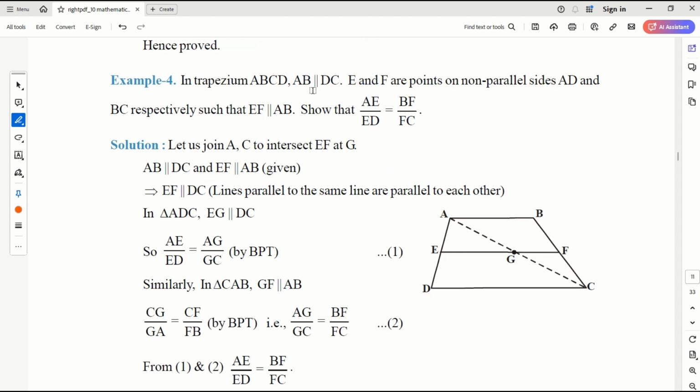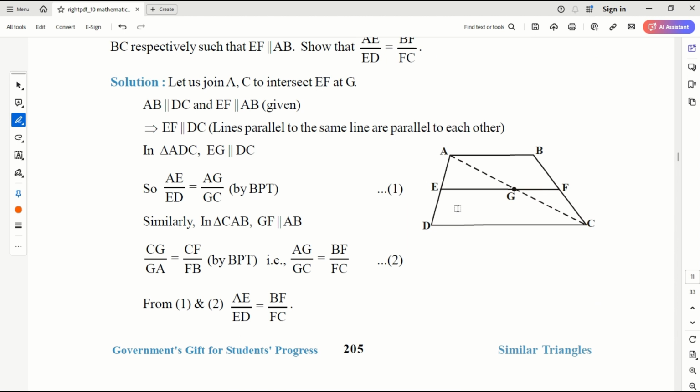Another one. In a trapezium ABCD again, AB is parallel to DC. E and F are the points on non-parallel sides AD and BC respectively, such that EF is parallel to AB. It is given that EF is parallel to AB. Show that AE by ED equal to BF by FC.